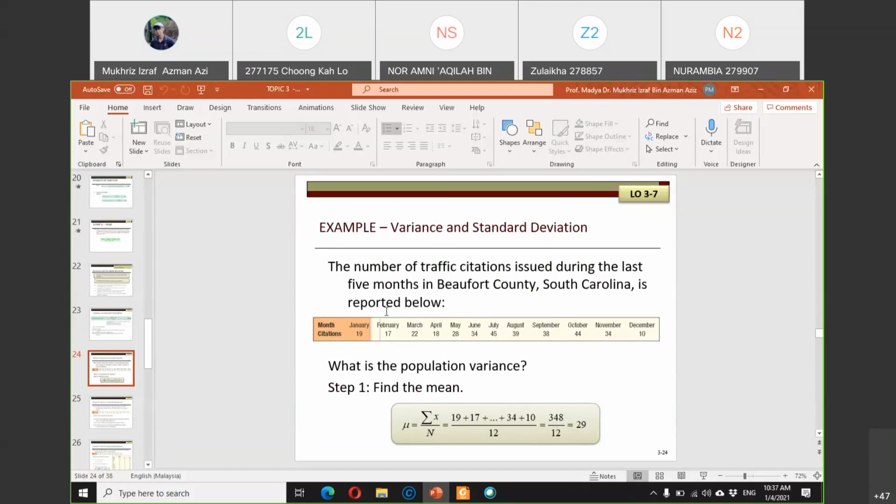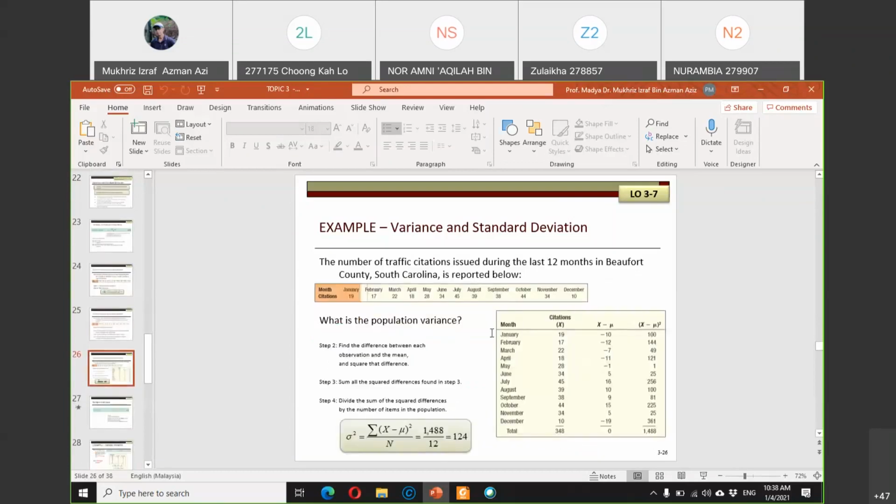January to December. So to calculate the mean, because this is population data, that's why we use the notation mu for the mean, because this data belongs to the population. So summation X over N: you add everything, divide by the number of items, or 12 items, and you get the population mean to be 29. Once you get the mean, then you can proceed with the calculation of variance.